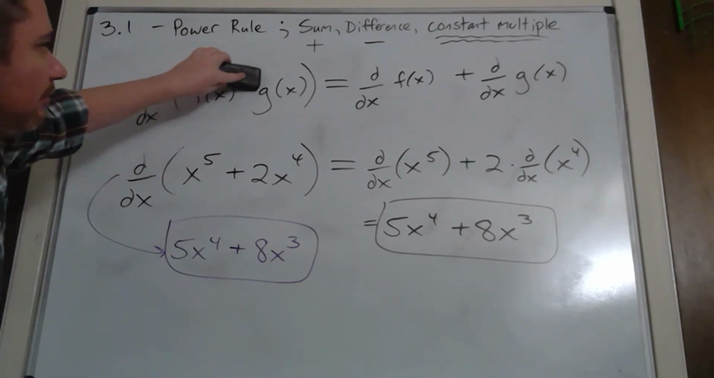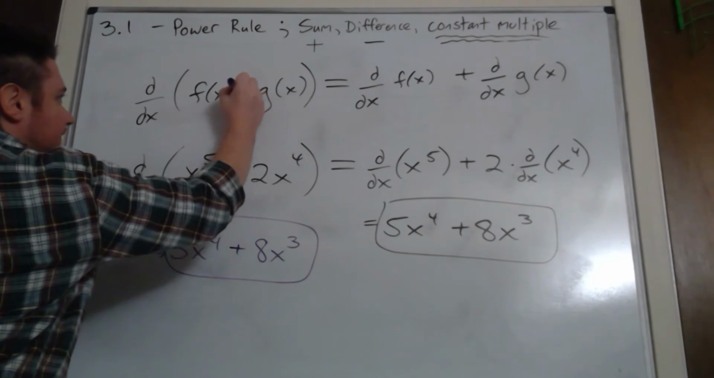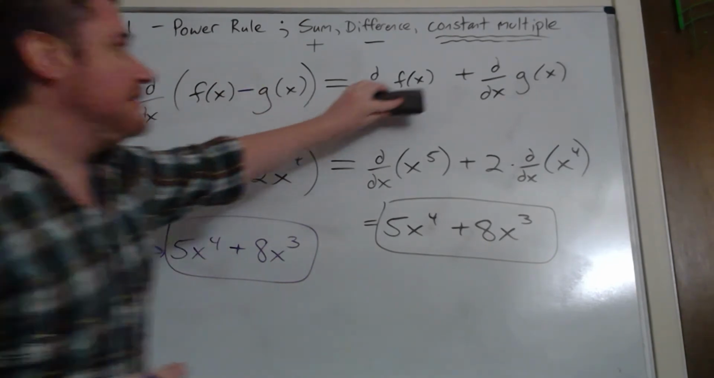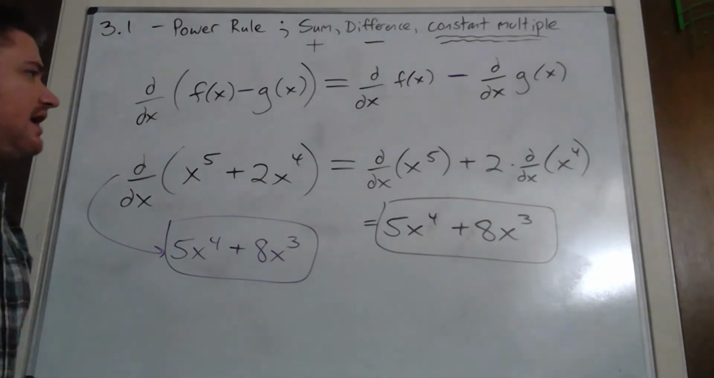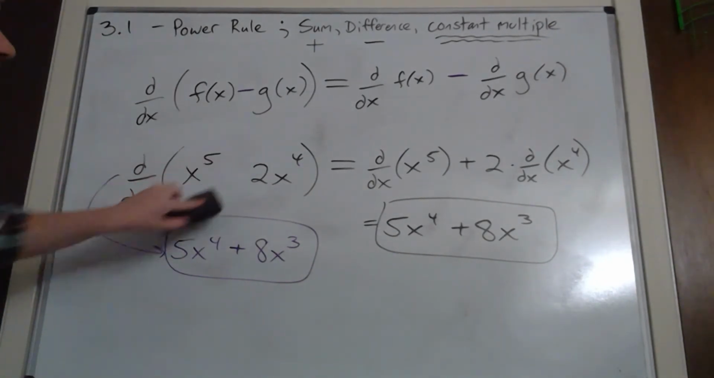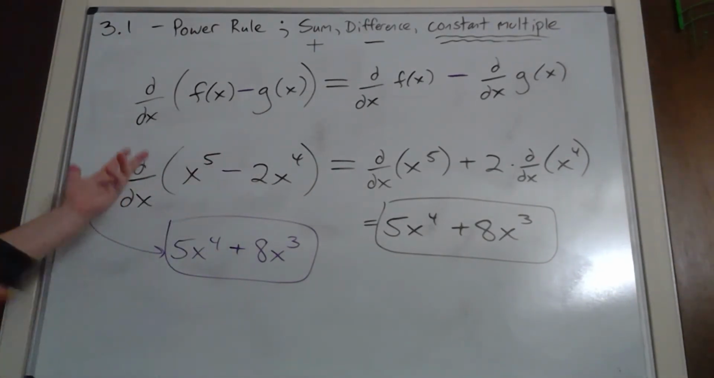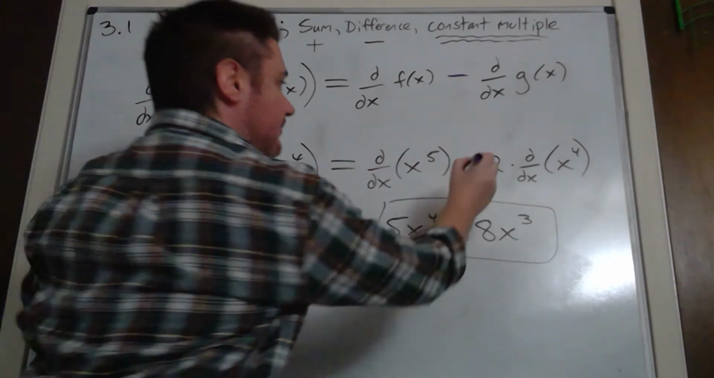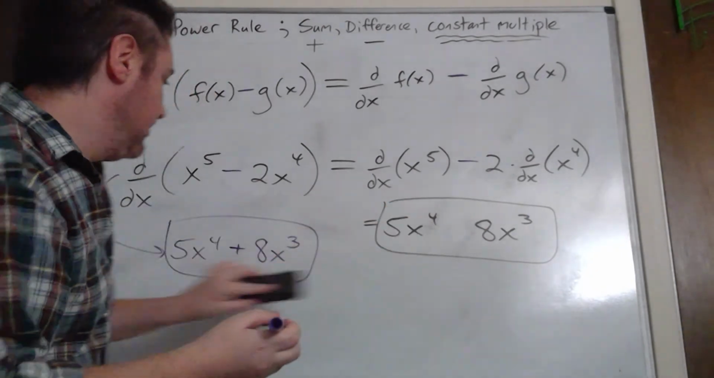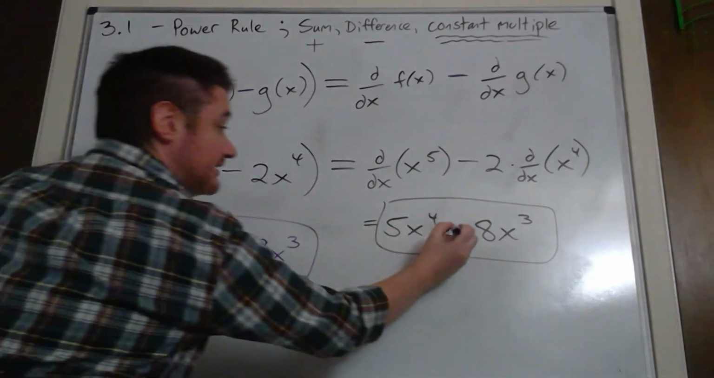The difference rule is no big surprise. If you've got a minus sign instead of a plus sign, then you just keep a minus sign with your derivatives, and that's it. So let's just, for the sake of time, say that was our original function, x to the fifth minus 2x to the fourth. The derivatives term by term is the same thing, right? The only thing different now is I'm subtracting those terms.